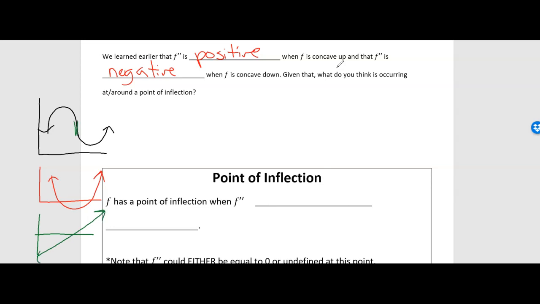So at the point of inflection, in this case, our second derivative graph, let me just finish marking these. Our second derivative graph was equal to 0, right? It changed from negative to positive. But remember, I said there could be another option, right? It's possible that our first derivative graph could look something like this instead.